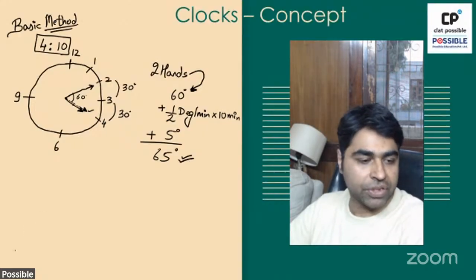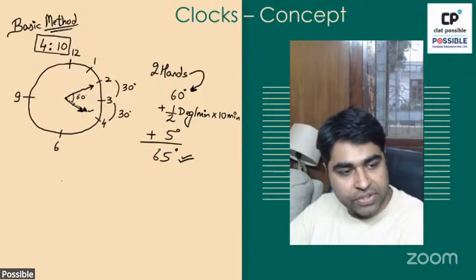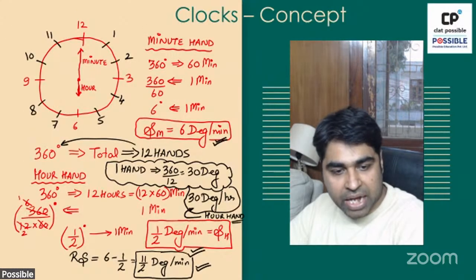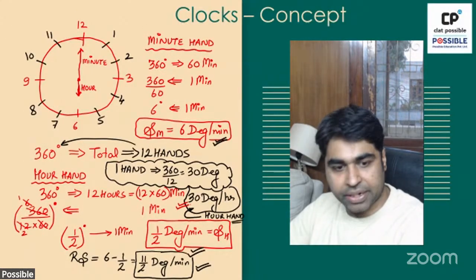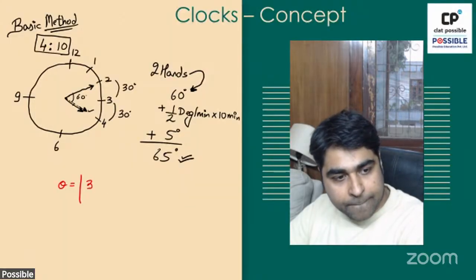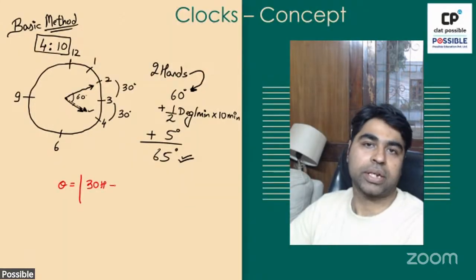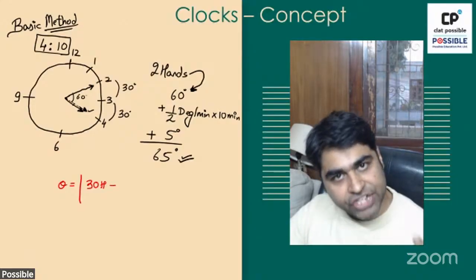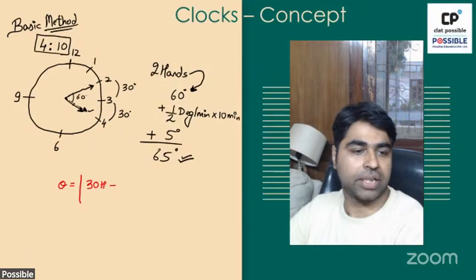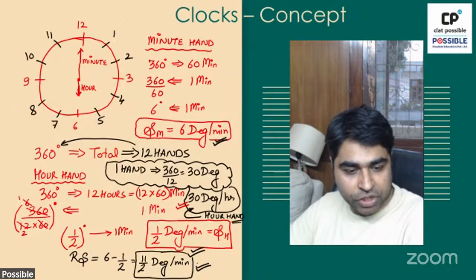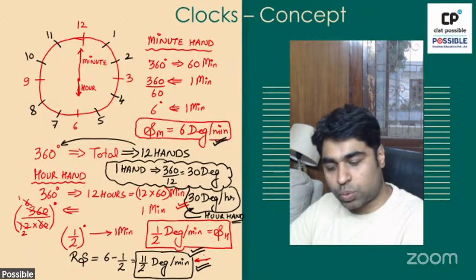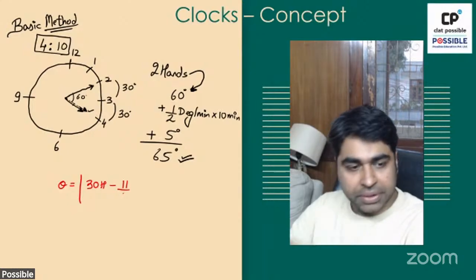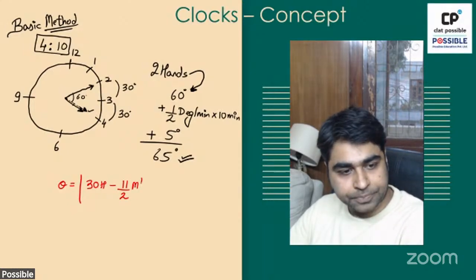Now we are going to discuss the formula based method. What is the formula? It is mod of, see, what is the speed of the hour hand? 30 degrees per hour. Correct? So 30 into H. One hand 30 degrees, two hands 60 degrees, H hands 30 into H degrees. Minus, what is the relative speed of the two hands? It is 11 by 2 degrees per minute. So it will be minus 11 upon 2 m.